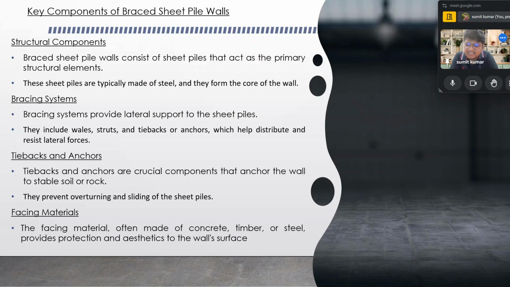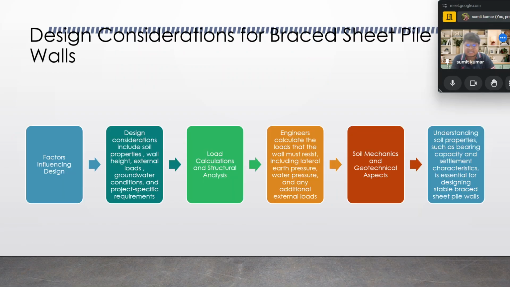In the passive case, they include walers, struts, and the tiebacks or anchors, which help to distribute and resist the lateral force. The tiebacks and anchors are the crucial components that anchor the wall to the stable soil or rock. They prevent the overturning and the sliding of the sheet piles. When we talk about the facing material, often made of concrete, timber, or steel, it provides protection and aesthetics to the wall surface.